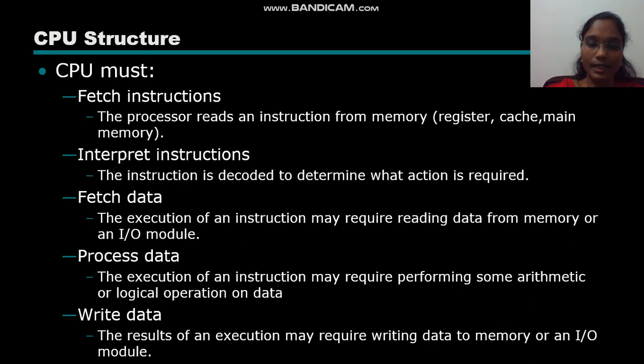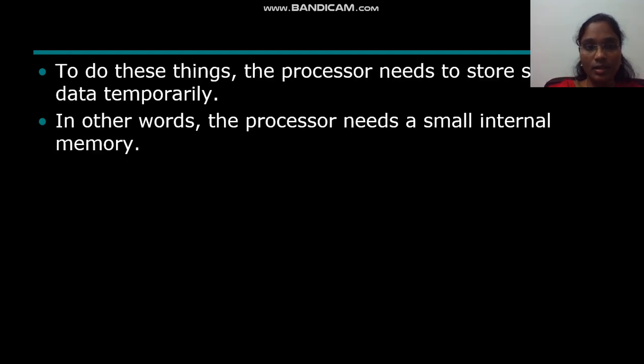And finally, writing the data. After execution, the results of that process have to be written into the memory or sent back to the IO module. So these are the requirements of the CPU. Now to do all these things, the processor needs to store some of the data temporarily. That means the processor needs some internal memory.